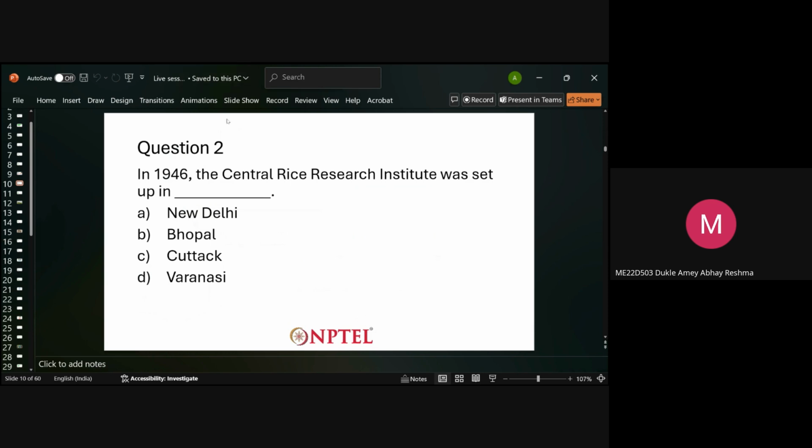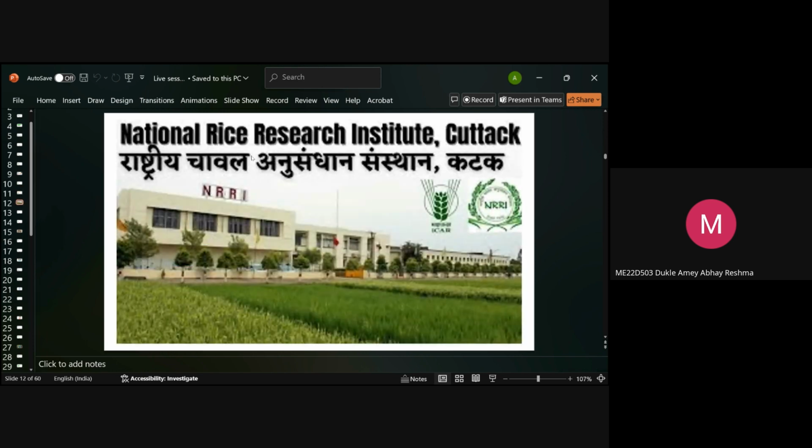The next question is, in 1946, the Central Rice Research Institute was set up in New Delhi, Bhopal, Cuttack, or Varanasi. This is a GK based question. The answer here is Cuttack. This is a photo of the National Rice Research Institute campus in Cuttack.